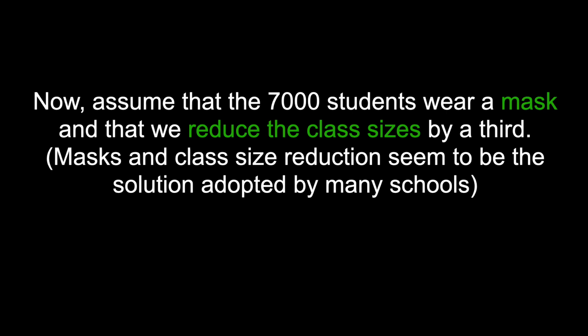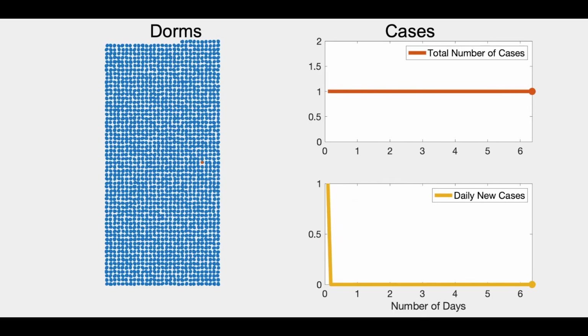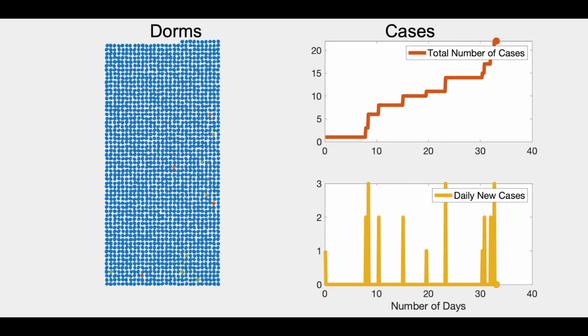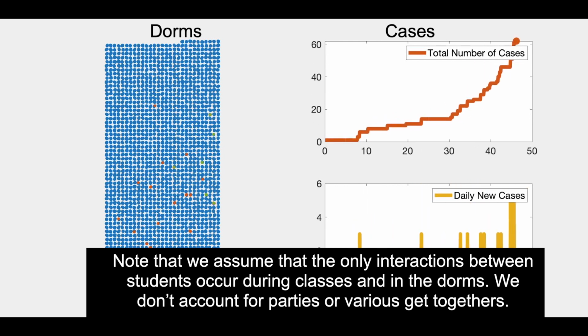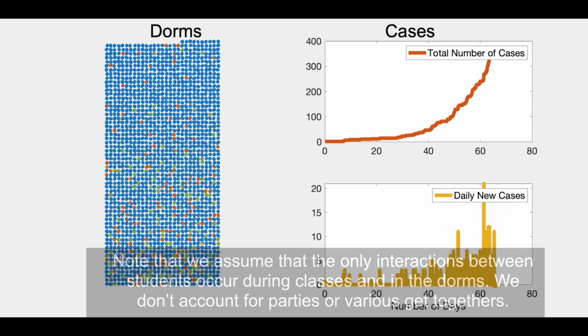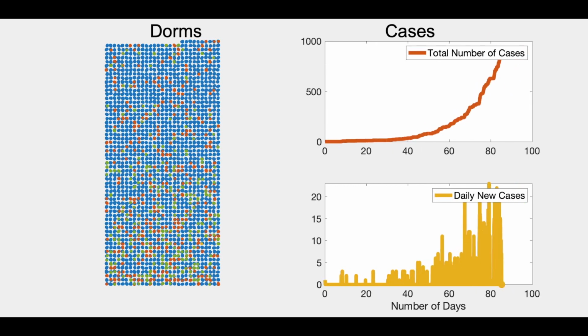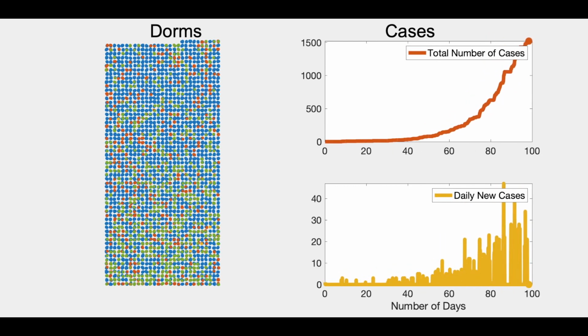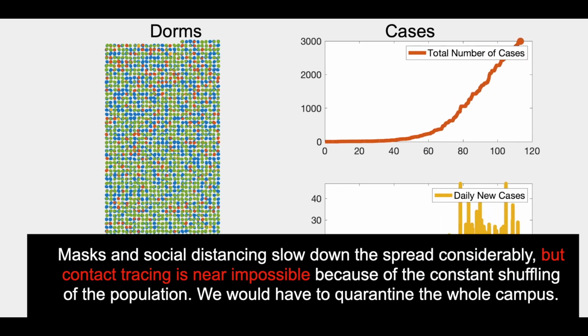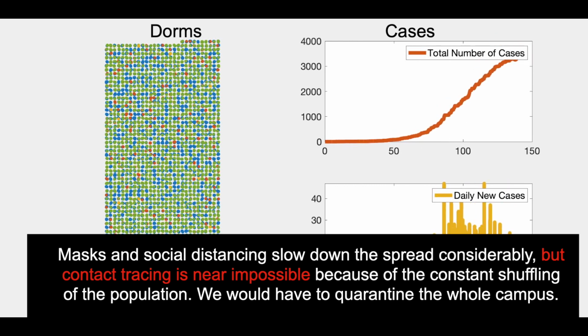Now, assume that the 7,000 students wear a mask and that we reduce the class sizes by a third. Mask and class size reduction seems to be the solution adopted by many schools. Note that we assume that the only interactions between students occur during classes and in the dorms. We don't account for parties or various get-togethers. Masks and social distancing slow down the spread considerably, but contact tracing is near impossible because of the constant shuffling of the population. We would have to quarantine the whole campus.